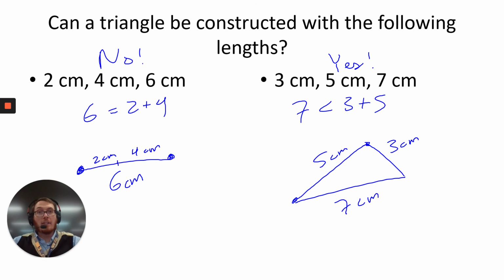Whereas 3, 5, and 7 will work because 3 and 5 make 8, and 8 is larger than the 7. And so the 5 and 3, when you collapse them down, will have some depth to it and some height, and then compared to the baseline of 7. What you want to do is compare the largest side with the other 2 sides.